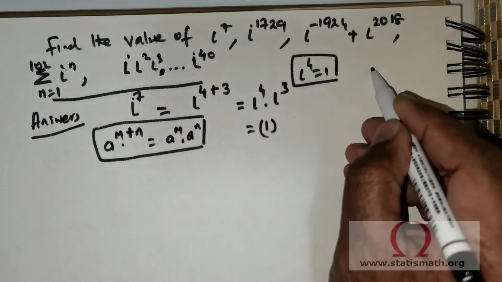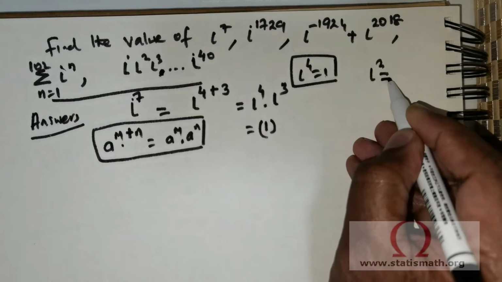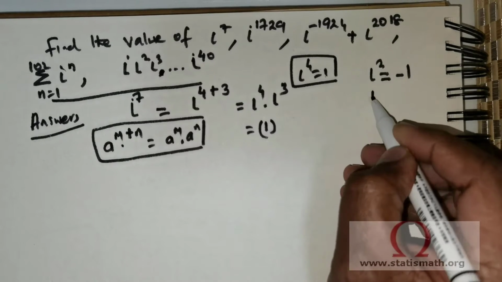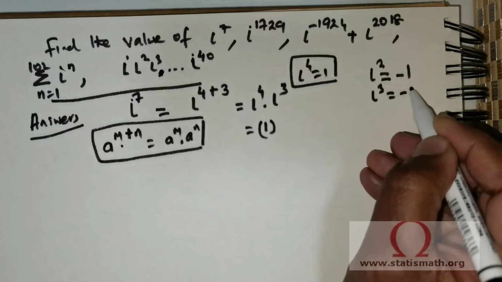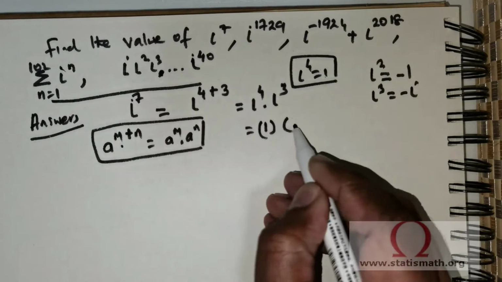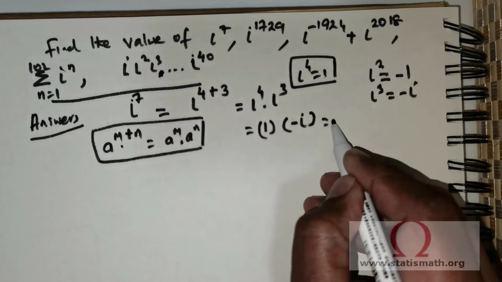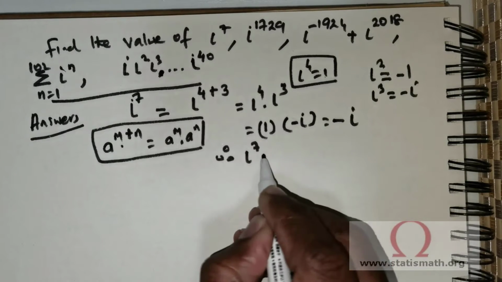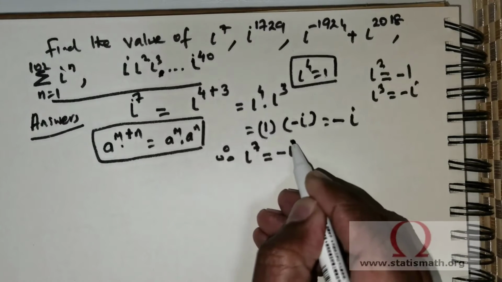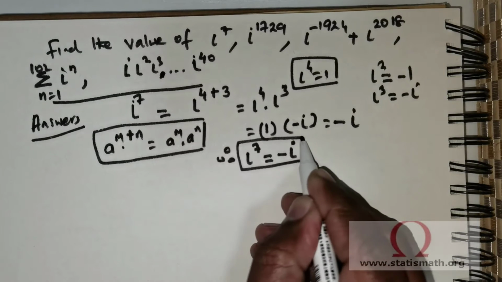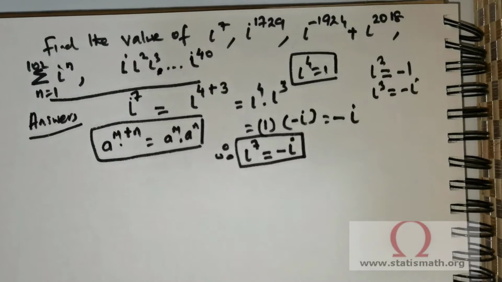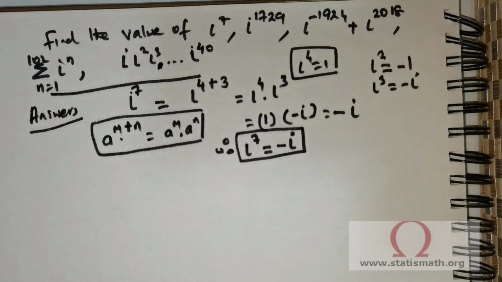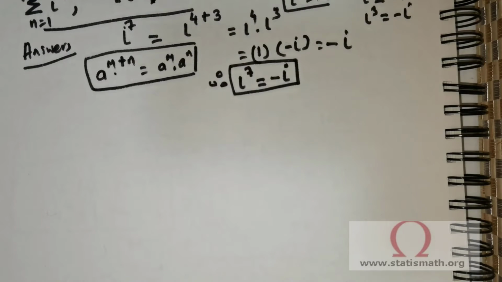Now i raised to the power 3, I started by giving you the value for i squared, which is negative 1, and i cubed, which is negative i. So this is going to be 1 multiplied with negative i, which is equal to negative i. So therefore, i raised to the power 7 is negative i. So this is the solution to the question. Now, having got the solution, let us move to the next question.